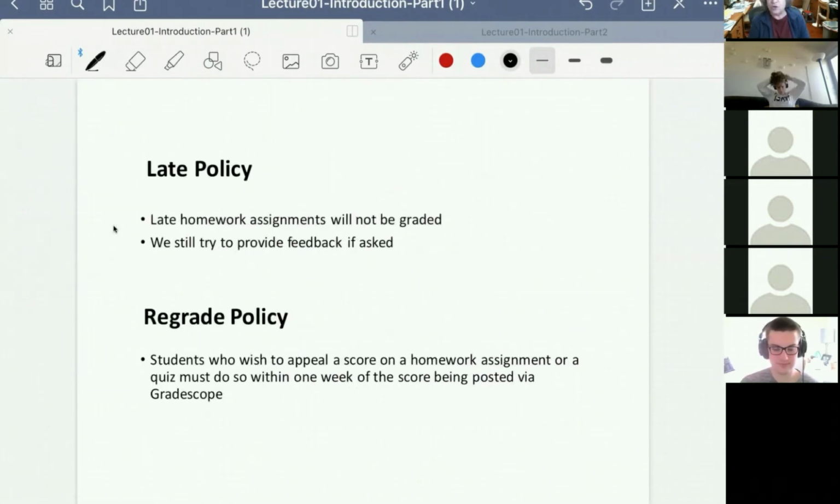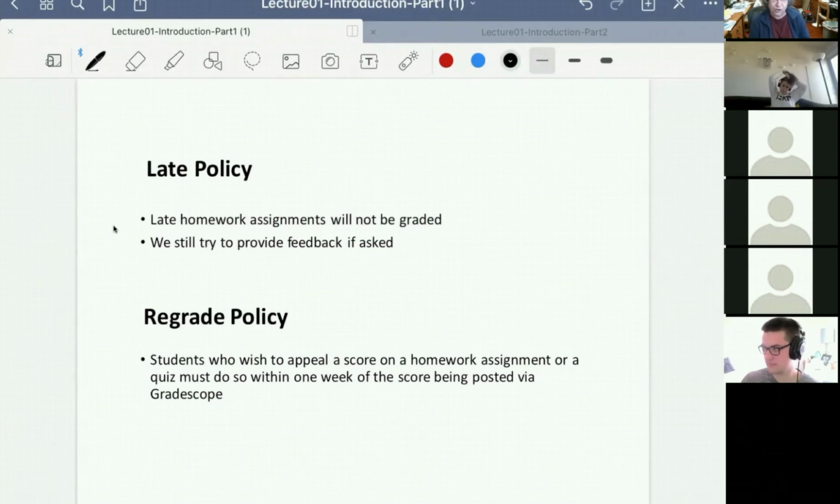Okay, late homework assignments won't be graded. The first assignment is a relatively short assignment, and late homework assignments will not be graded. We can still try to provide feedback if you want.